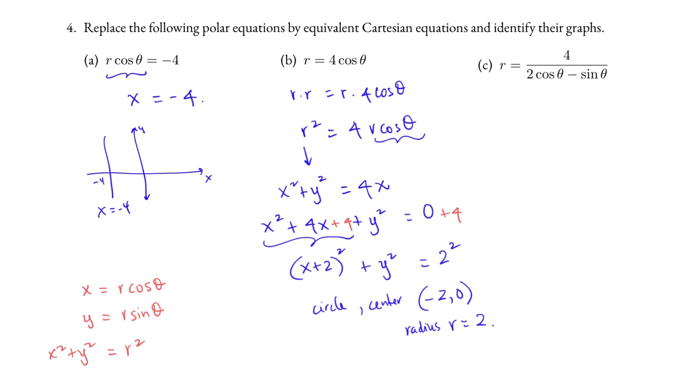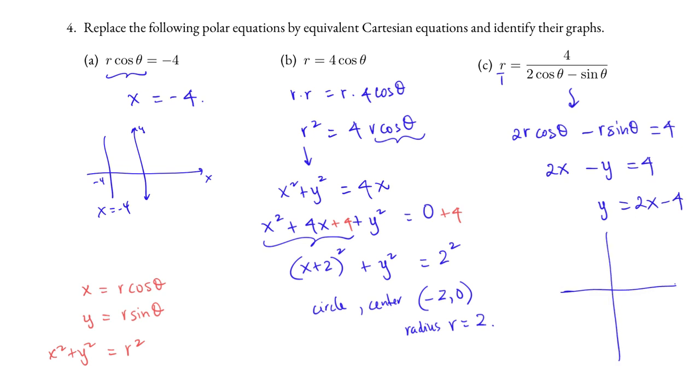For the last one, if we rewrite this equation as 2r cosine theta minus r sine theta equals 4, then this is 2x minus y equals 4, or y equals 2x minus 4. And we recognize that this is the equation of the line with the y-intercept negative 4 with slope 2.